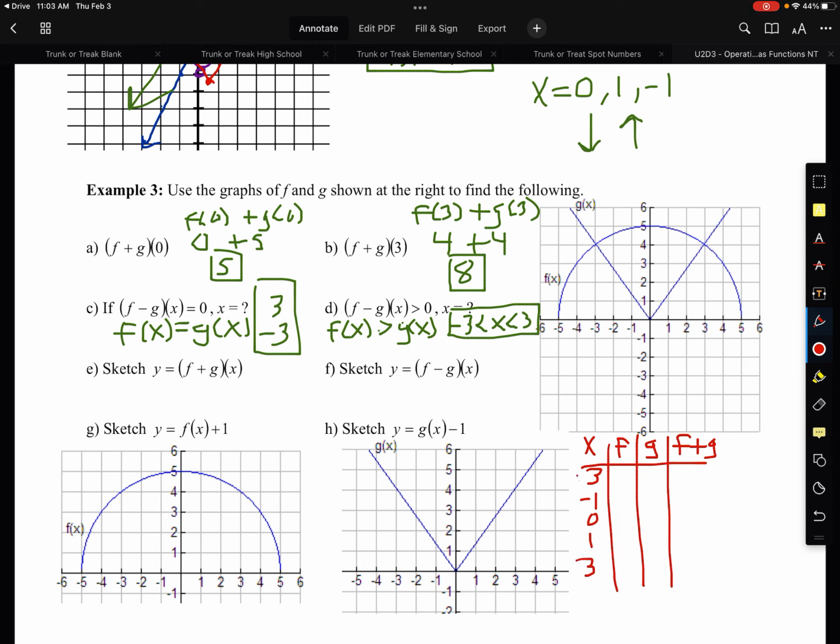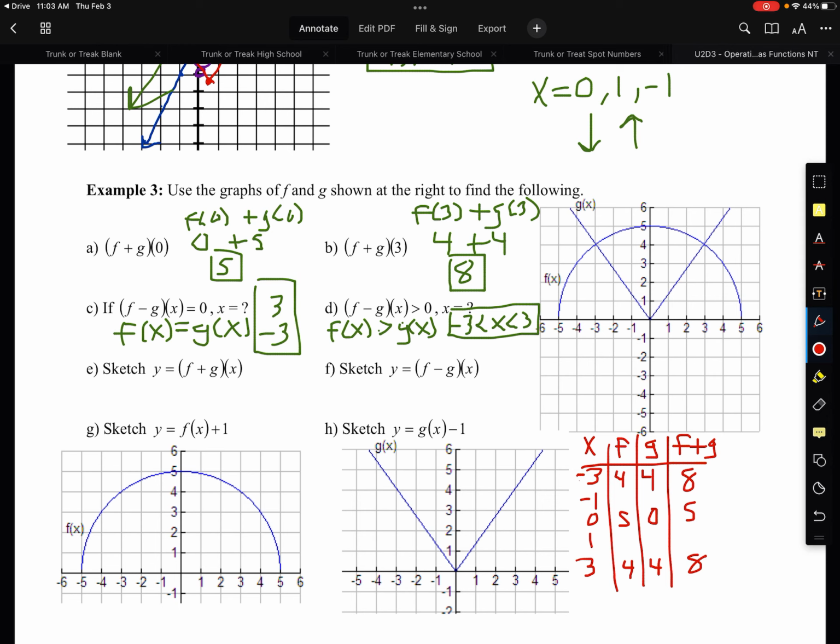At negative 3, we have 4 for F. At negative 1, it's not even good either. But at 0, I have 5. And at 3, I have 4. So that's some good, legit points there. For G of X, for negative 3, I have 4. For negative 1, still don't have much. For G at 0, I have 0. And here I have 4. So I got 8, 5, 8.